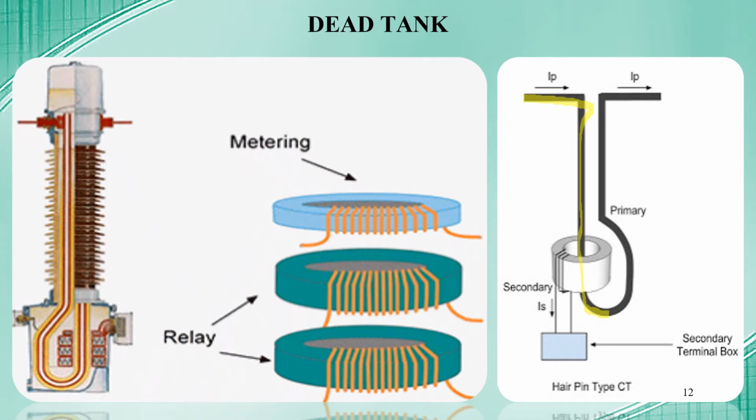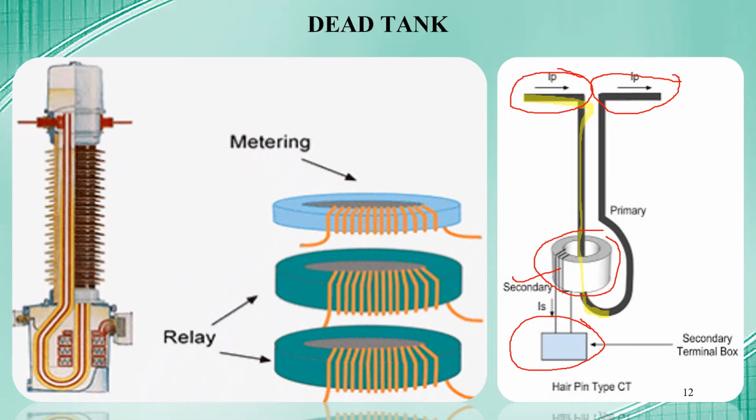Now you are required to understand two things. First of all, the core and the secondary terminal box are at the bottom of the CT. And second thing is that the primary current at the two ends of the CT is the same. For simplicity, here only a single CT has been shown.